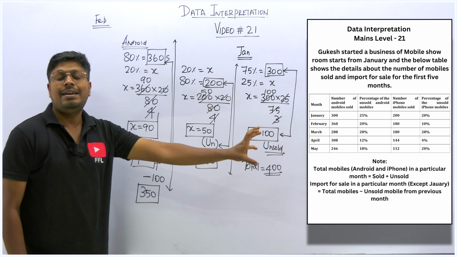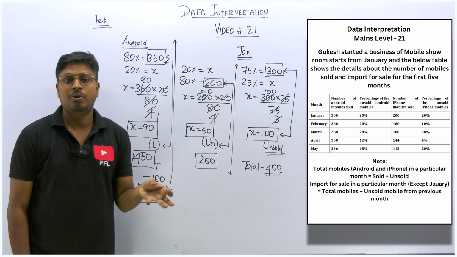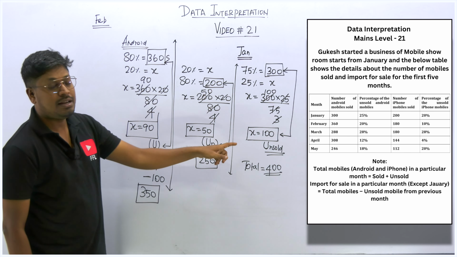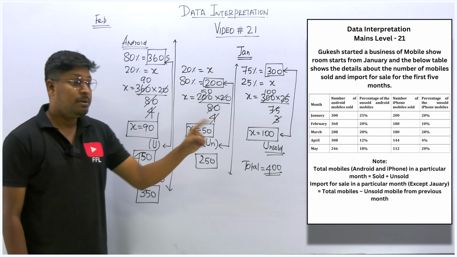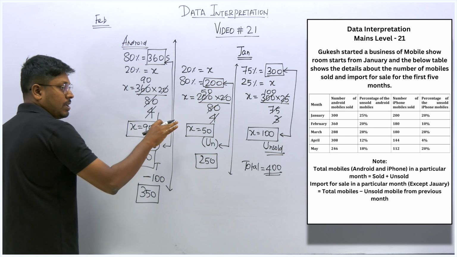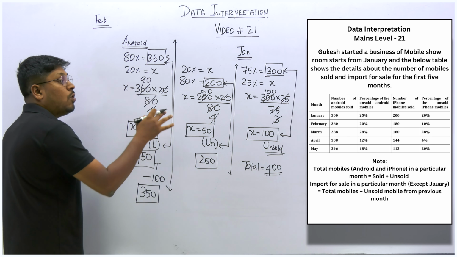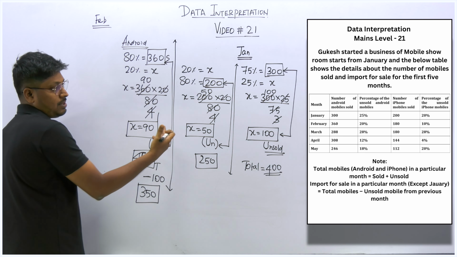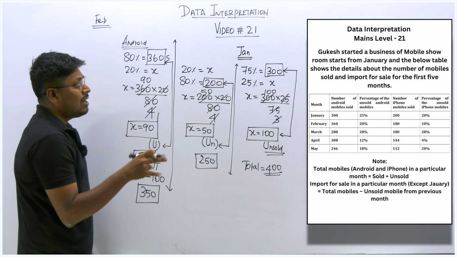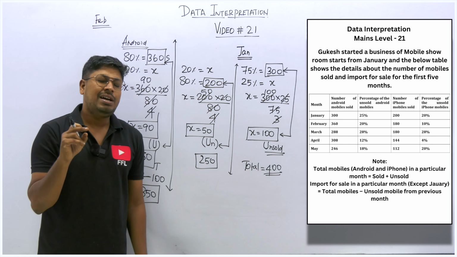So this understanding is important. That alone is important to solve these kinds of questions. Definitely they can ask even difficult level questions based upon this concept, but you should never forget the basic stuff here: how to calculate the total by using unsold and sold, and how to subtract the previous month, right? So these kinds of data and concepts are important.